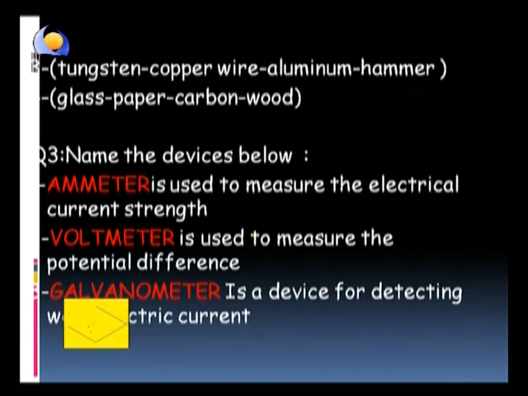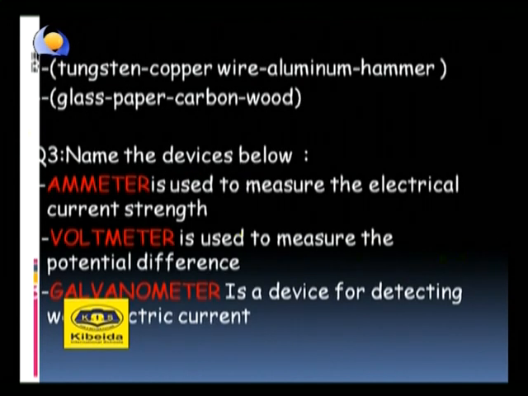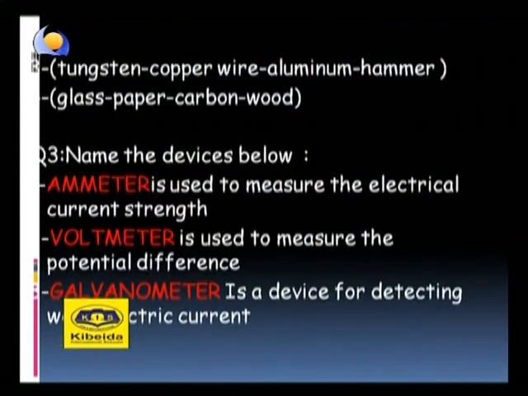Glass, paper, carbon, and wood. The odd word is carbon, because it's a conductor of electricity, while others are insulators of electricity. I gave you a way to solve this type of question, because it's very easy by thinking for each word. What's glass, paper, carbon, wood, and what the concept between them.